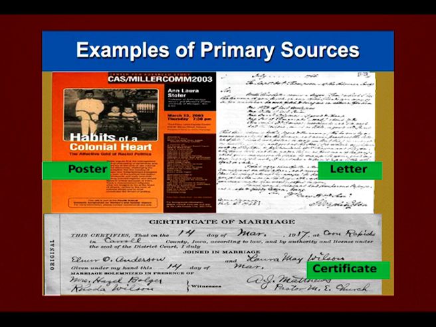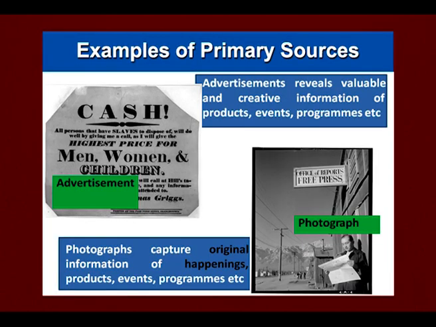There are other kinds of primary sources as well. A poster provides you some information. Letters, like those written by Mahatma Gandhi, Jawaharlal Nehru, or even Netaji Subhash Chandra Bose, give you historical or socio-economic background. Certificates, like marriage certificates, birth certificates, or certificates you receive after passing an exam, are a primary source of information. Similarly, advertisements and photographs capture original information and happenings, and provide lots of primary information.